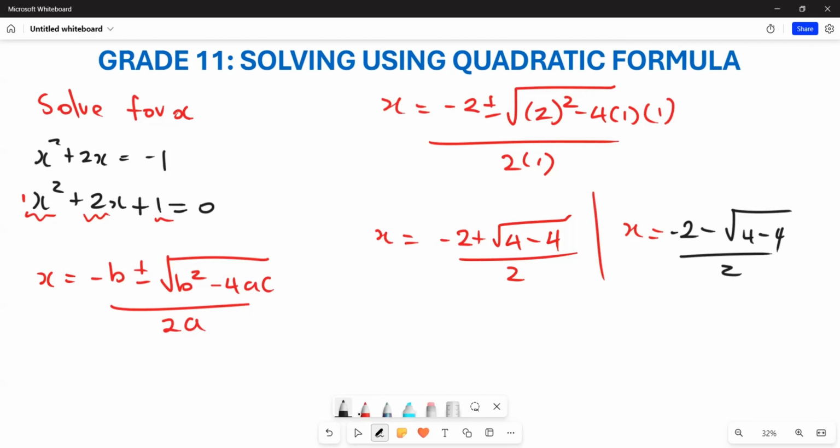The answer that you are going to find on this side is x equals negative 1. And on this side, remember, 4 subtract 4 is going to be 0, so your answer is still x equals negative 1. Okay, so basically this is how you use your quadratic formula to solve these types of questions. Hopefully this makes sense to you now. And thank you very much, good people.